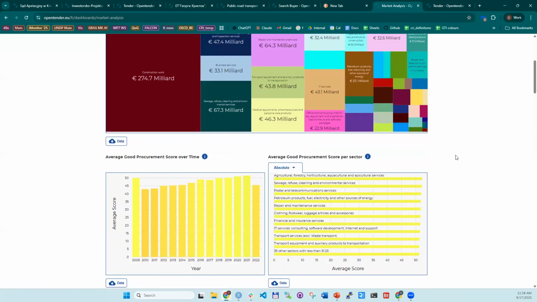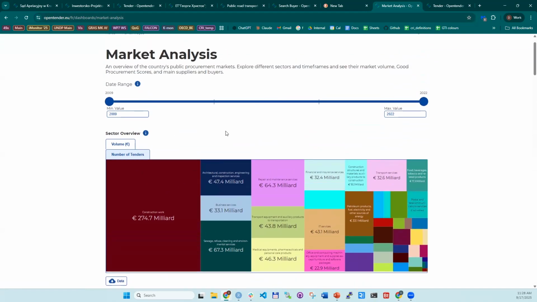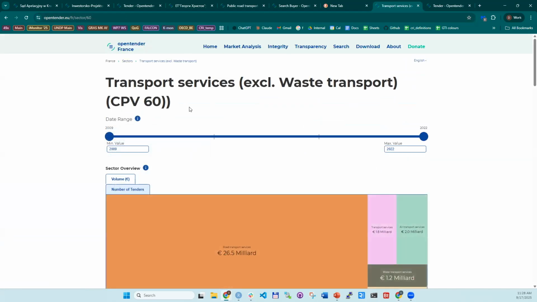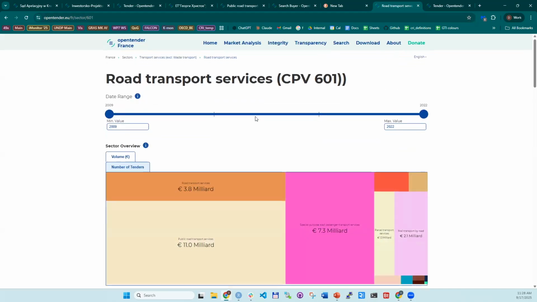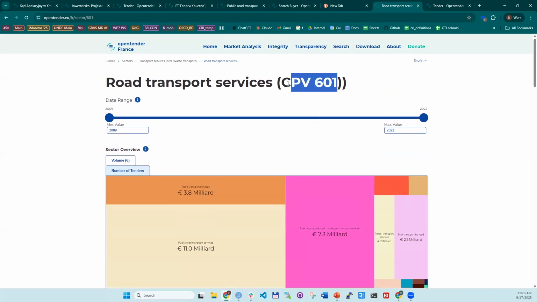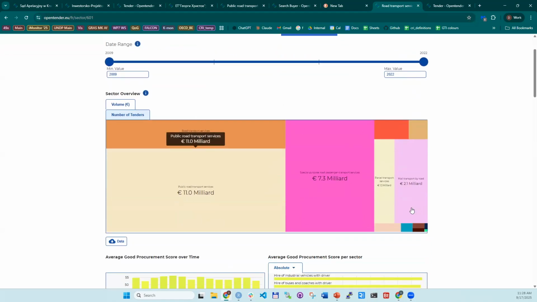The first is that you have not just the two-digit CPV codes, which are the primary markets like construction work, repair and maintenance services, and so on, but you can also check some sub-markets. For example, in the transport services, you can see the distribution of lower level CPV codes, for example, road transport services, and so on. Let's just click on the road transport services. Now we can see the three-digit market and some five-digit CPV markets being distributed.